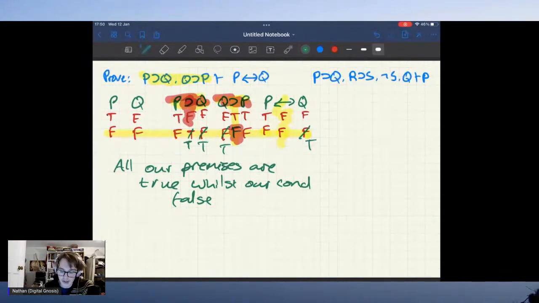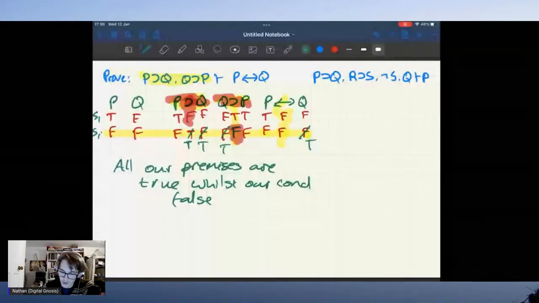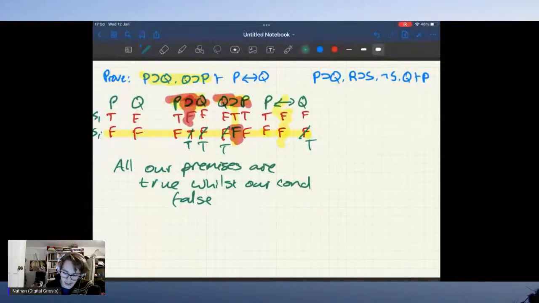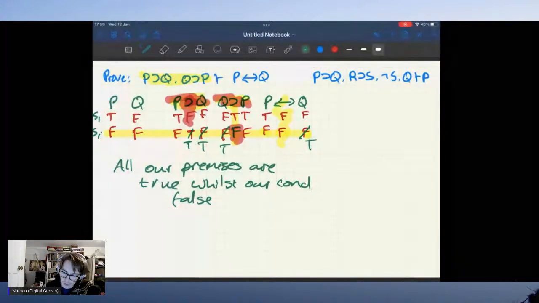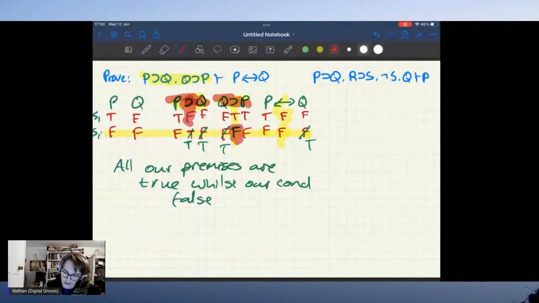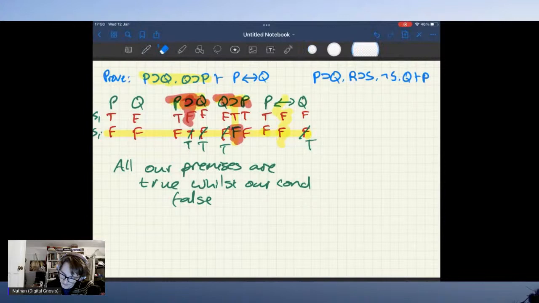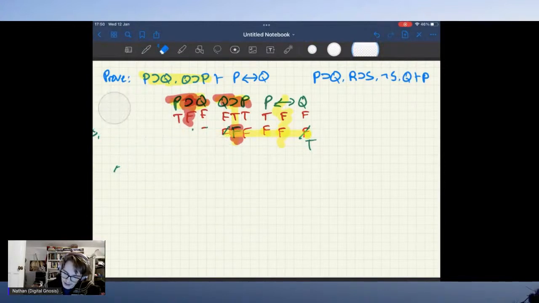We would have needed to produce a counterexample, being a model where all our premises are true and our conclusion false, in order to say that it's invalid. Because we can't produce a counterexample, we say that the inference is valid. So that's a quicker way to do it than using truth tables. But now we're going to show the same thing using Tableaux.